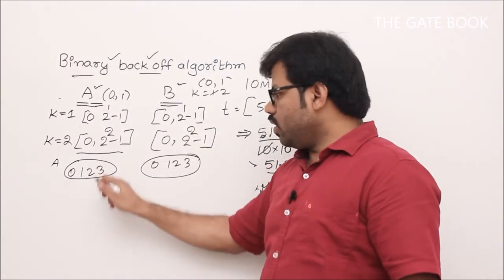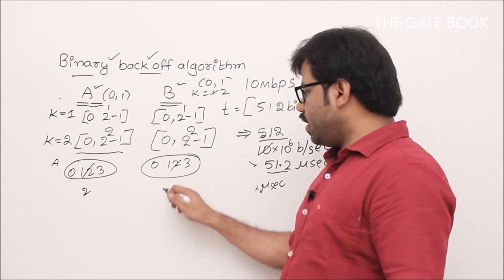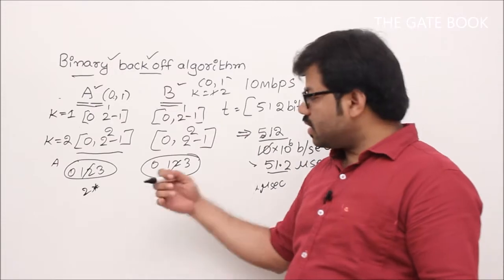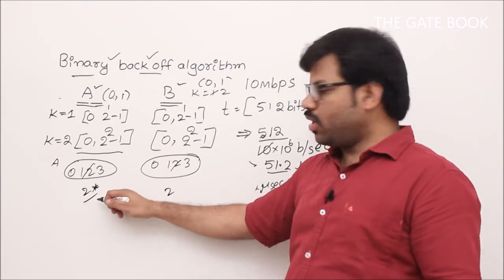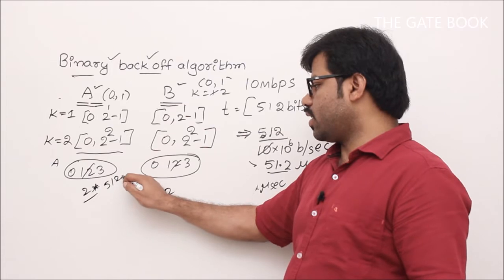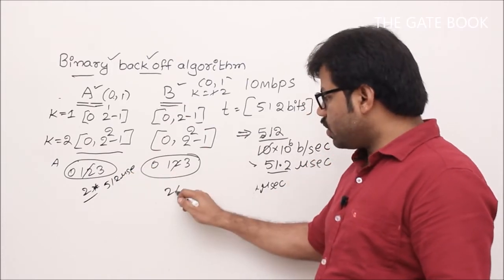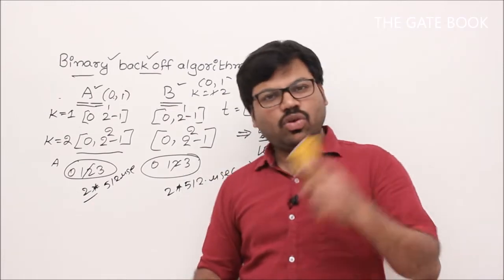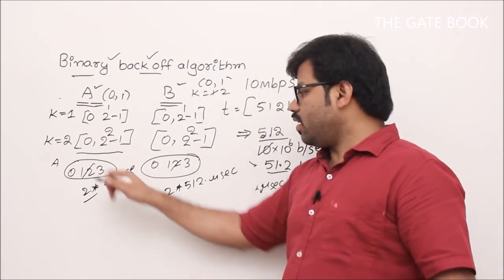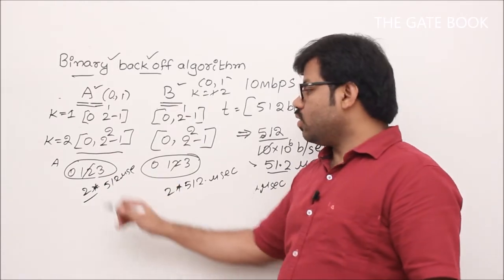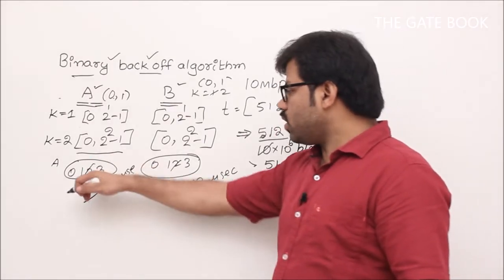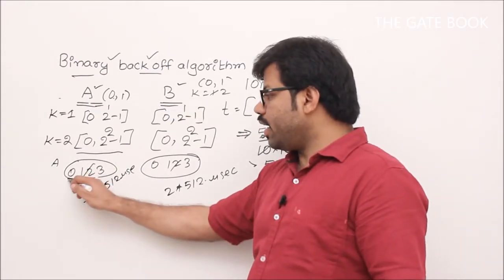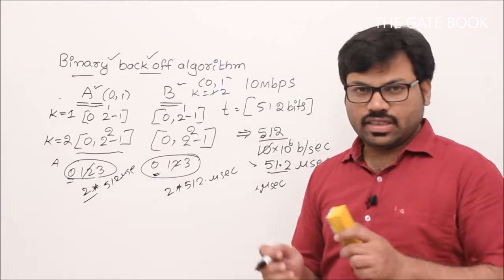Assume that, let's say, this time A generated 2 and B generated 2. Then what happens? A is going to again send its data after 2 into the random amount of time, that means 51.2 microseconds. B is also going to send data at 2 into 51.2 microseconds. Then they are going to be involved in one more collision. But I want to say that there is only a rare chance. Why? What is the probability that both are going to pick the same number? We will see. What is the probability that both get 0 and 0? It's very easy, I will tell you.